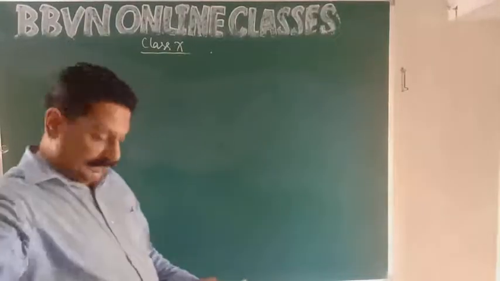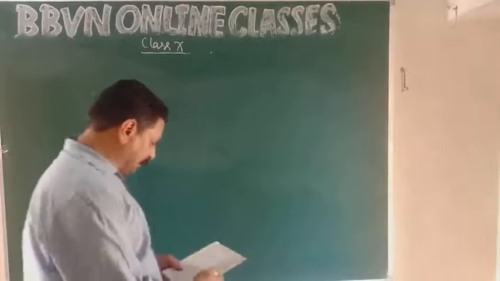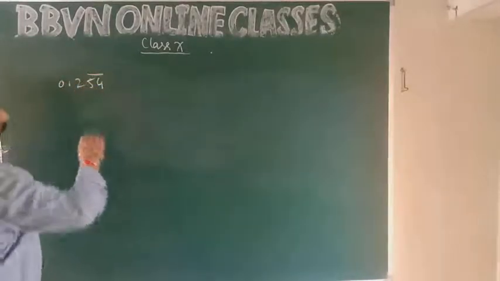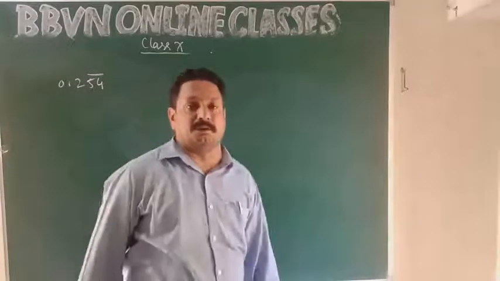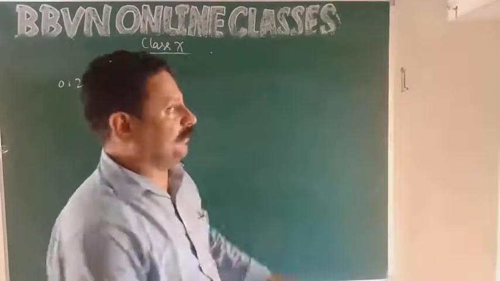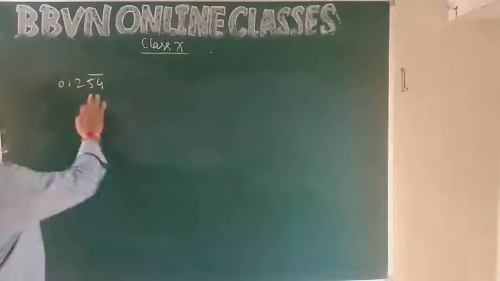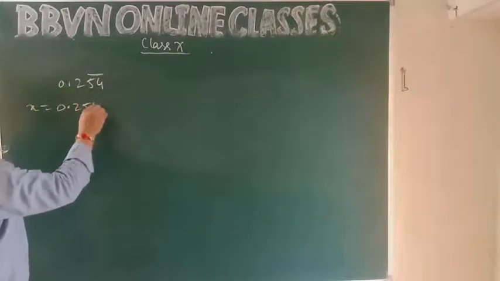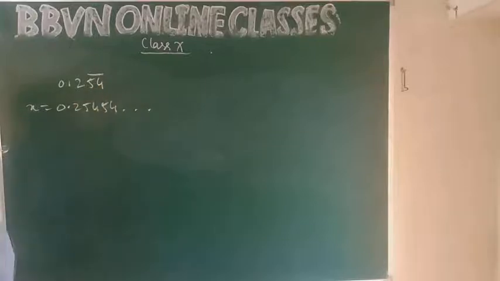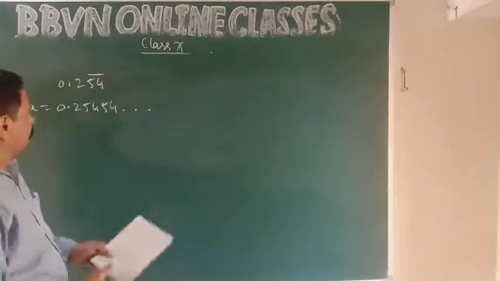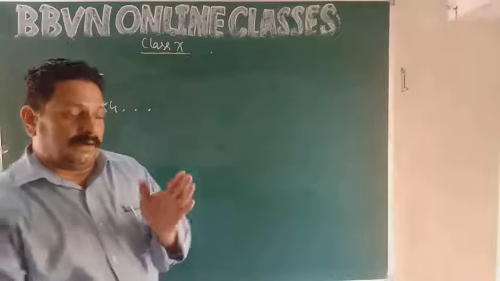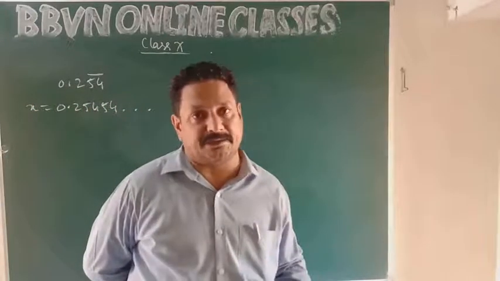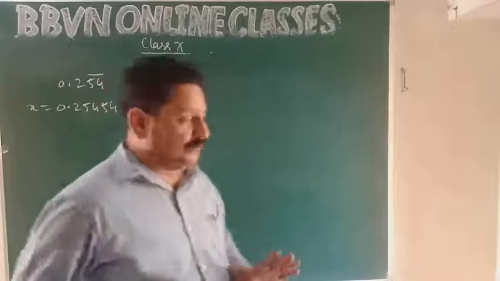Okay, next someone asked me, express 0.254 bar in the form of p upon q. In the form of p upon q. So whatever the number is, x is equal to 0.25454 dot dot. We have taken two pairs. First thing is, all the terms which are not repeating should be on the left side of the decimal. The first thing that you should know.